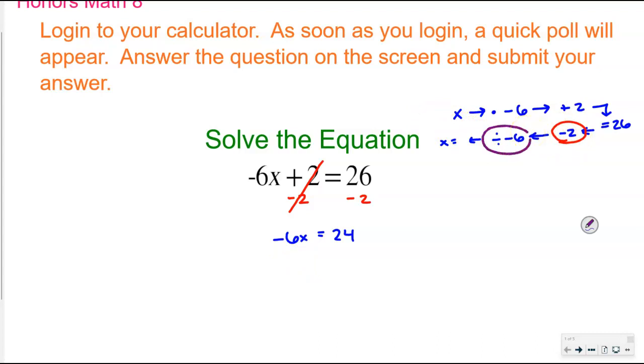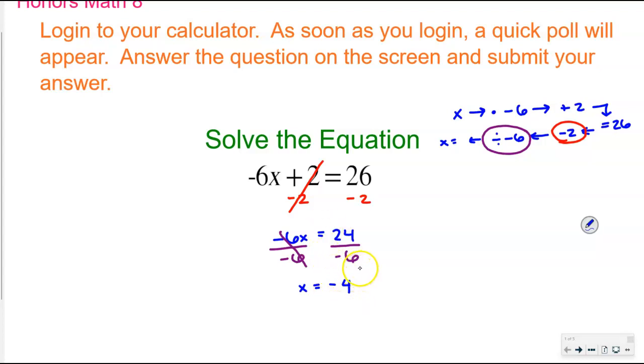Our next step then, we've already subtracted 2. Now it's time to undo the part where I multiplied by a negative 6. So now I need to divide by a negative 6. And again, since I'm undoing this by dividing this side by a negative 6, now I balance it by dividing the other side by negative 6. Again, that has been undone, and that leaves me with just x. And x is equal to 24 divided by negative 6, which is negative 4.